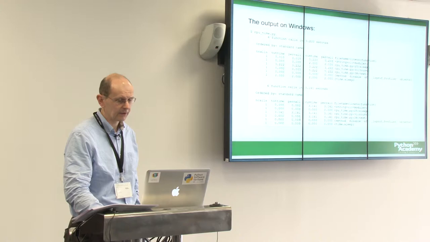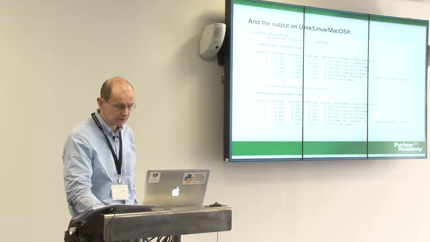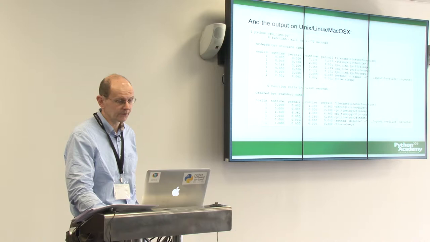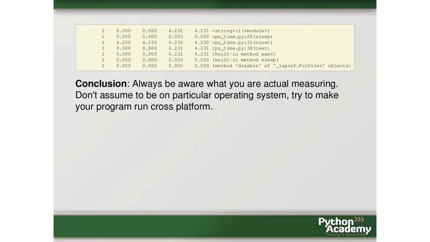And as I said, you can supply your own measure function. And here we have the output on Linux machines. The times are a little bit different because there's a different CPU and stuff like this, so you cannot really compare them, but the relative comparison shows the wall clock time is bigger than the CPU time. You can do the same thing with Python 3. Python 3 also does it, so it works. Yeah, it's Python 3.